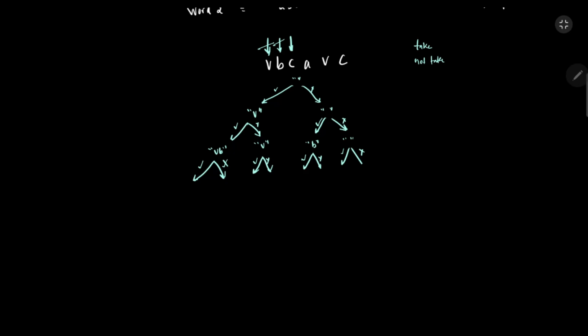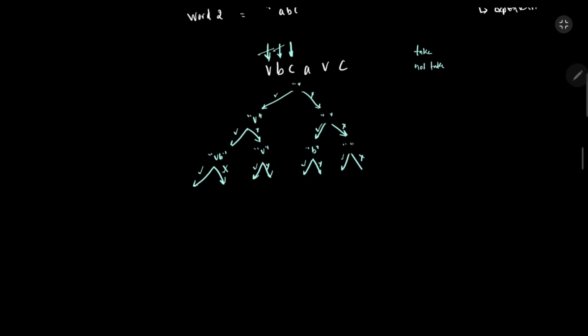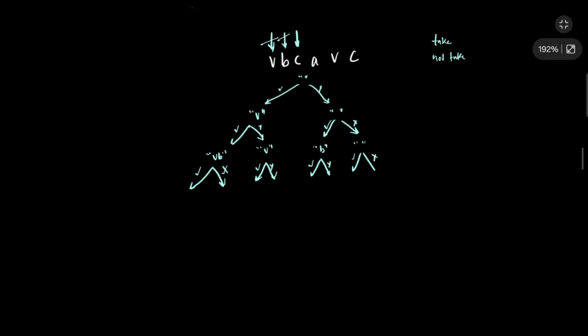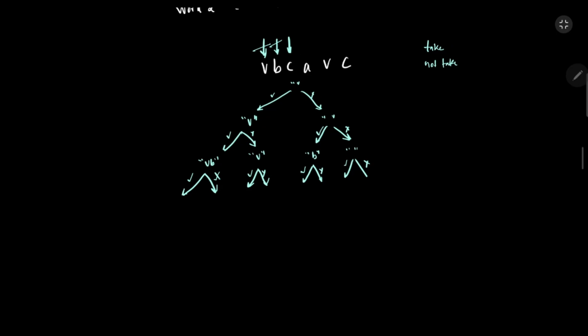Now we will stop at a certain point. Let's write this particular stage over here. Next we observe, suppose we take it, then it will be VBC. If we do not take it, it's VB. If we take it, it's VC. If we do not take it, it's just V. If we take it, it's BC. If we do not take it, it's B. If we take it, it's C. If we do not take it, just an empty string.